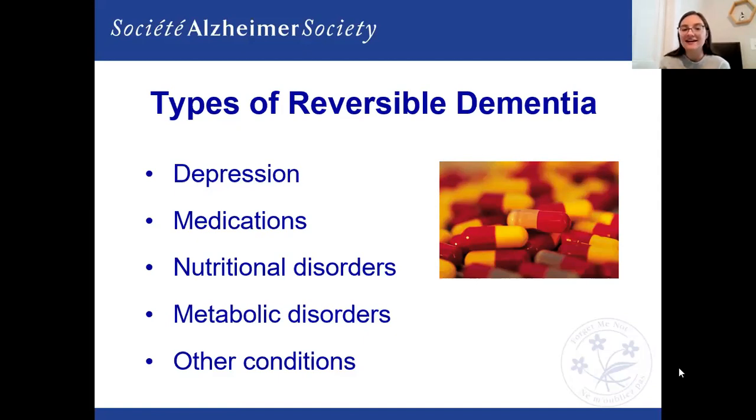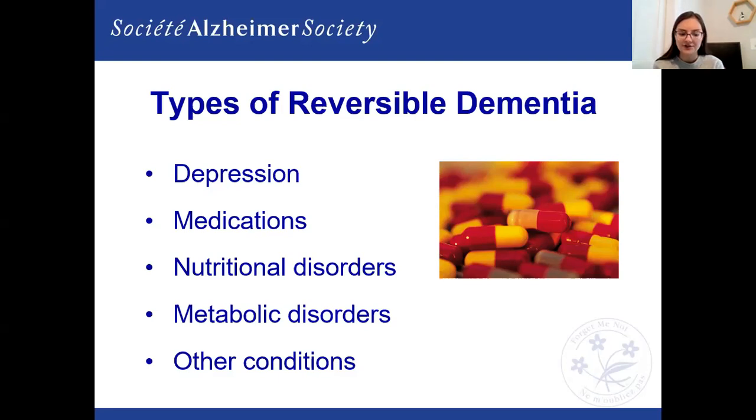I was just saying that if you are wondering about dementia and you do take several kinds of medication, it might be worth talking to a doctor or a pharmacist to evaluate if there might be an interaction going on. Nutritional disorders, vitamin deficiencies, even dehydration over a period of time can cause symptoms of dementia, particularly in older adults. And again, with better nutrition, supplementation and increasing fluid intake, you can actually reverse some of those symptoms of dementia.